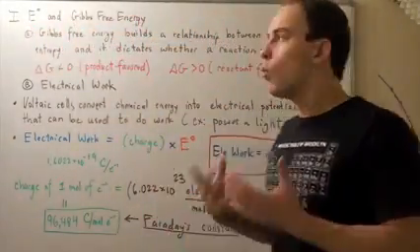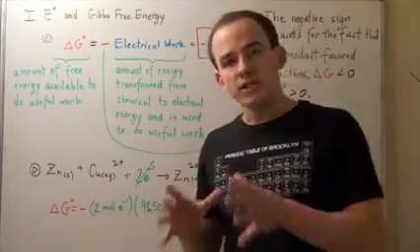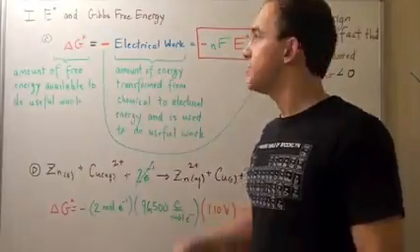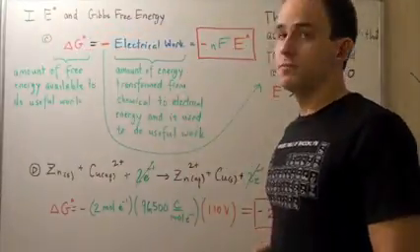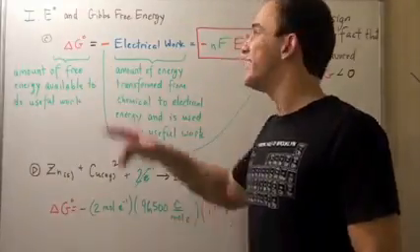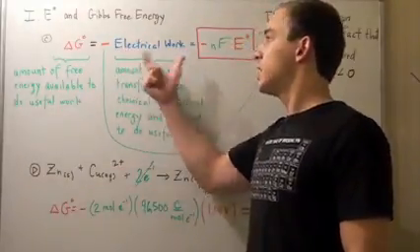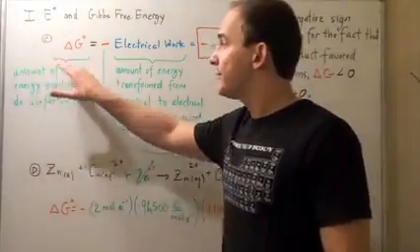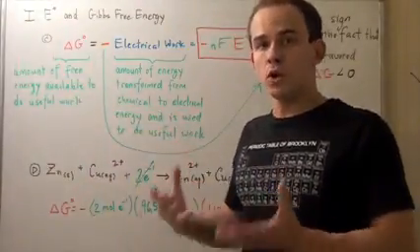So let's see what the relationship is. Let's finally examine the relationship between cell voltage and changing Gibbs free energy. We see that changing Gibbs free energy is equal to the negative of electrical work done. Why is that? Well, changing Gibbs free energy is simply the amount of free energy available to do useful work.